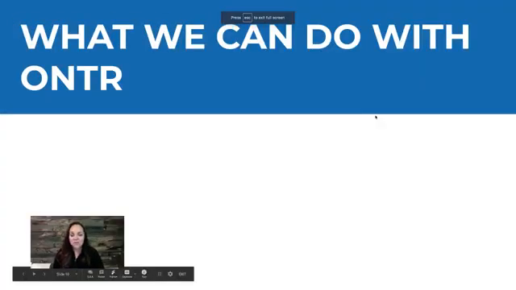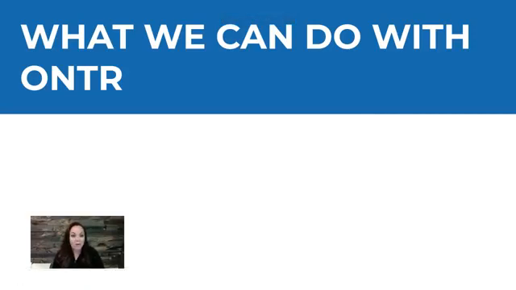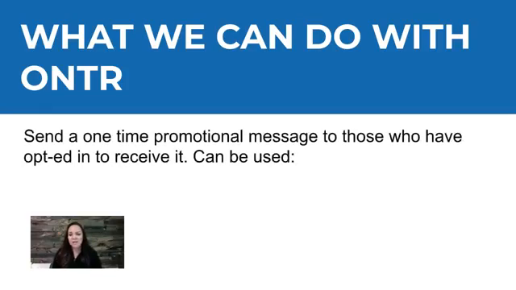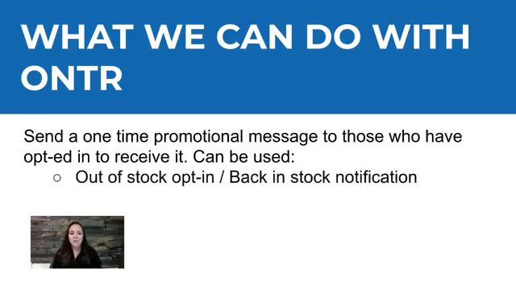So what can we do with one-time notification requests, or ONTR or ONT, depending on what we're talking about? Basically, you're going to send a one-time promotional message to those who have opted in to receive it. This can be used for an out-of-stock opt-in, like a back-in-stock notification. So on your website: hey, we're sorry that we're out of this black shirt, but would you click here if you would like to get notified when it's back in stock. That is a very specific use case scenario.